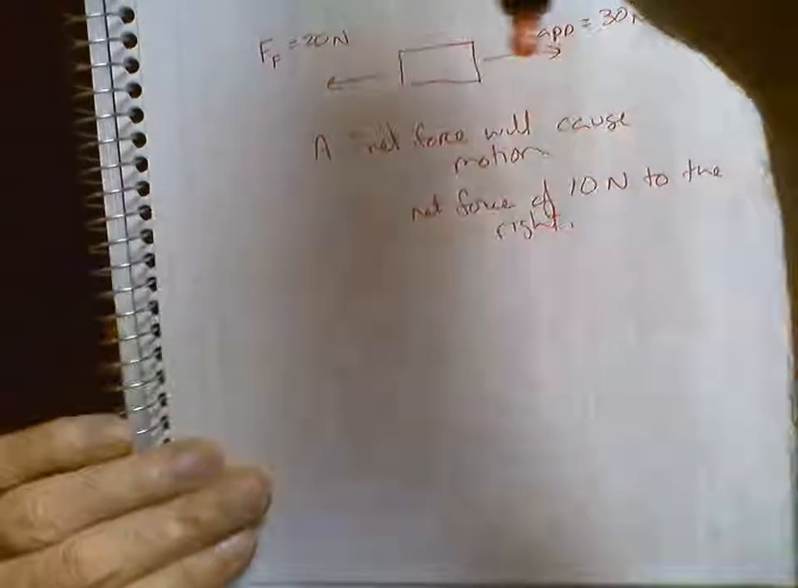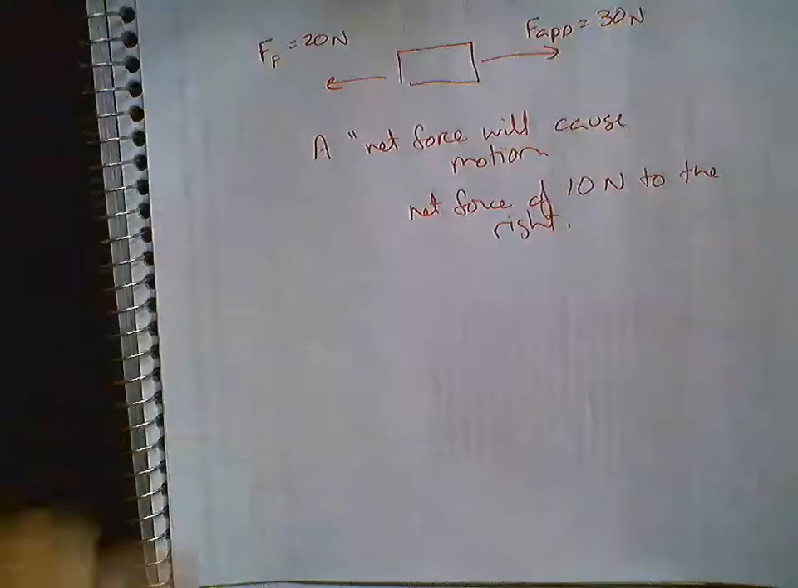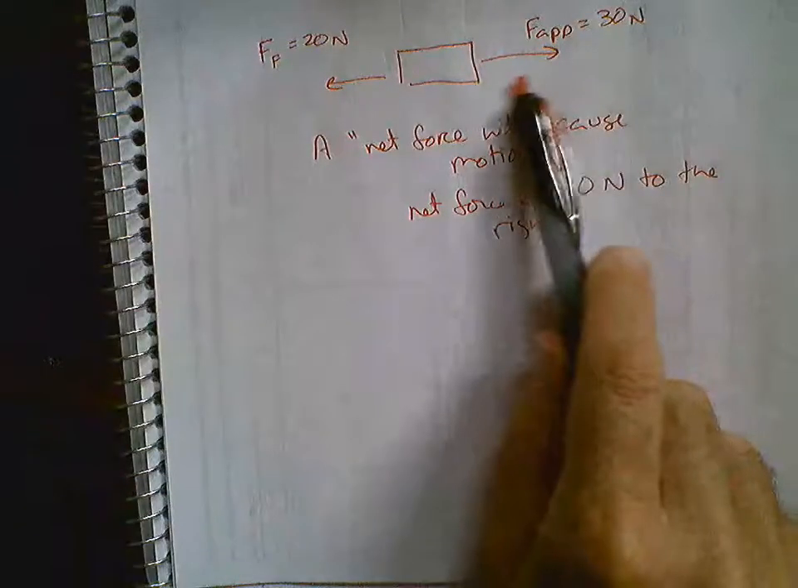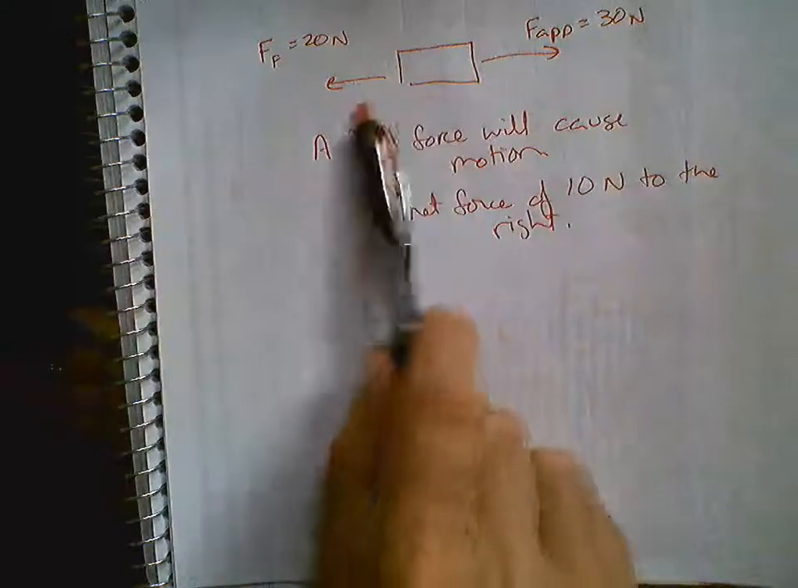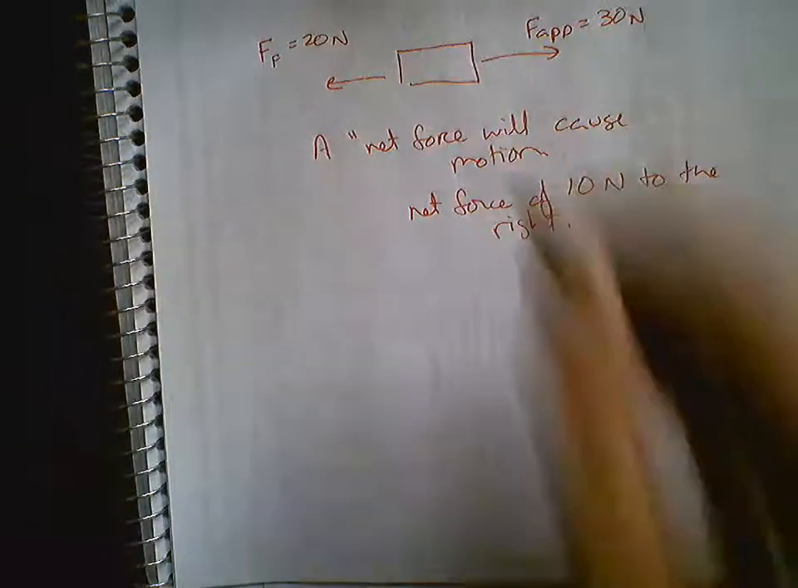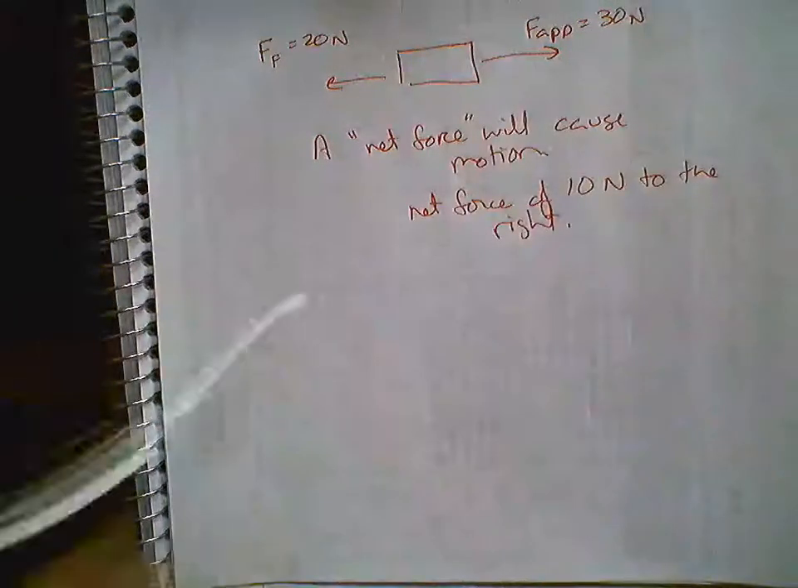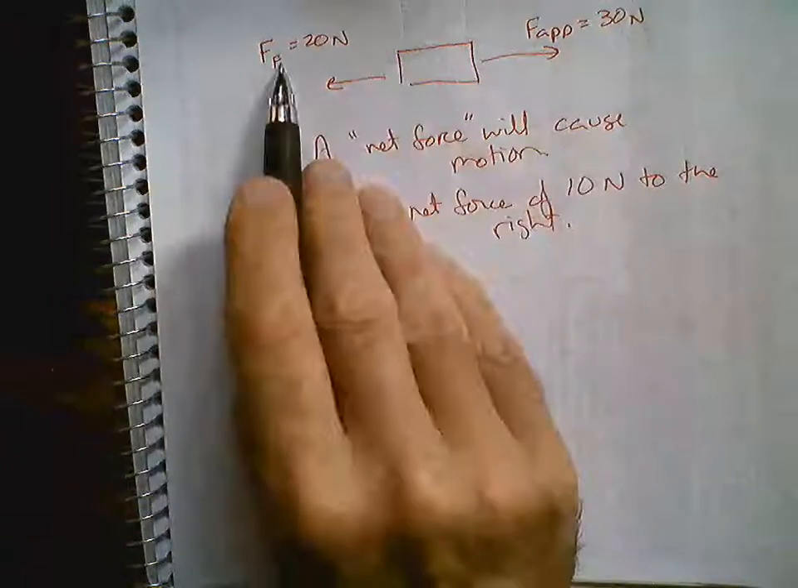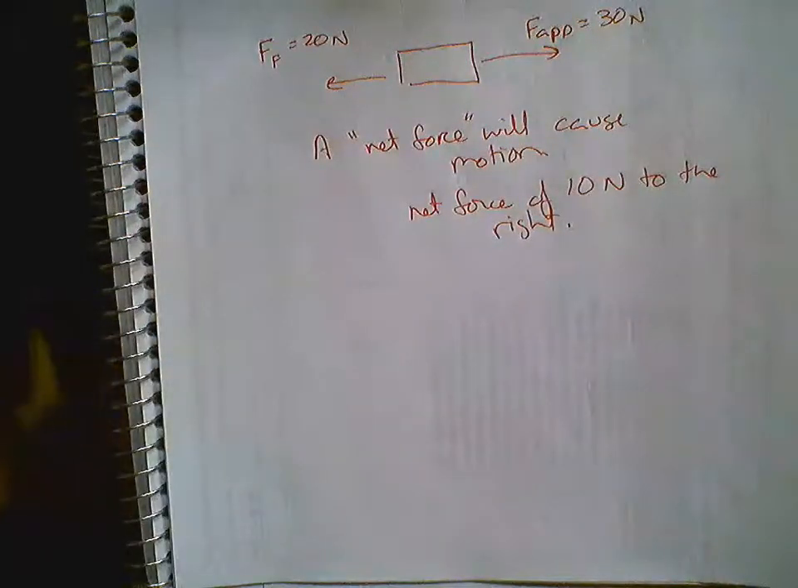Sorry folks, I'll show you that diagram. I'll say that one more time. If there's a force of 30 newtons going to the right and a force of friction of 20 newtons going to the left, the only way we get motion is if we have a net force. And a net force is when one force is bigger than another. And that will cause motion.